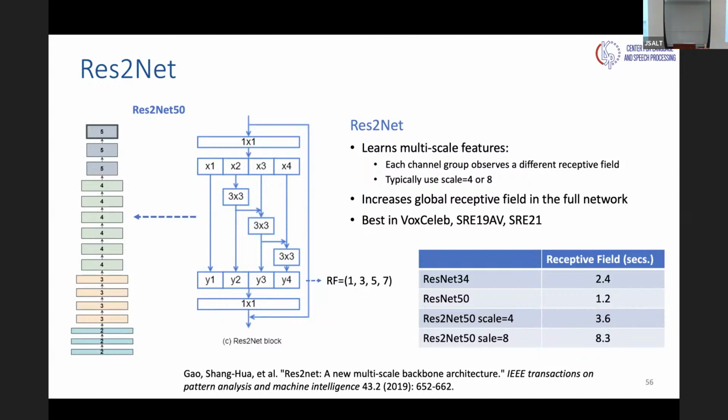So for example, ResNet34 will give you 2.4 seconds of receptive field. So each output that you get from a ResNet34 is calculated based on 1.2 seconds in the future and 1.2 seconds in the past. And then if you use a Res2Net of 50 with a scale 8, you are looking at 4 seconds in the future and 4 seconds in the past. So you are increasing the receptive field, and usually when you increase the receptive field, you get better results.